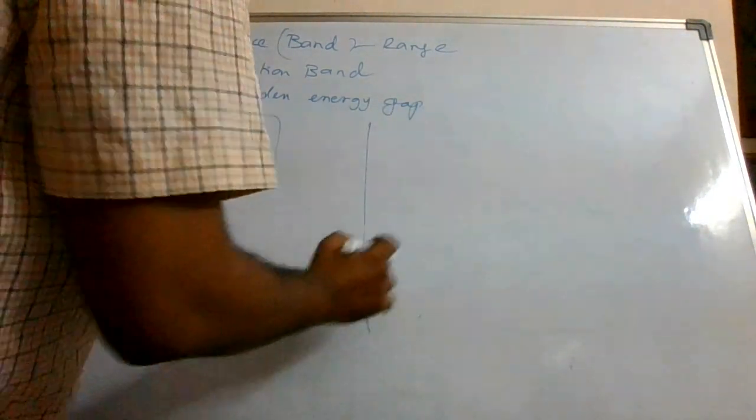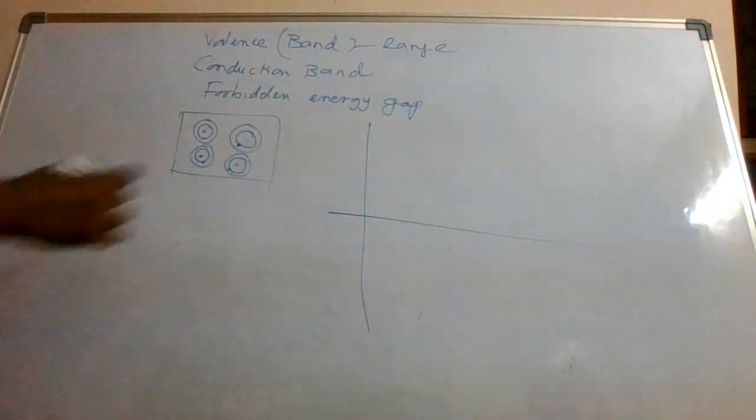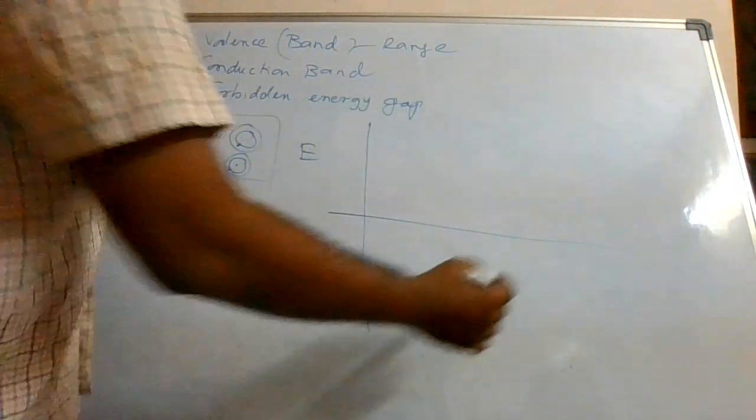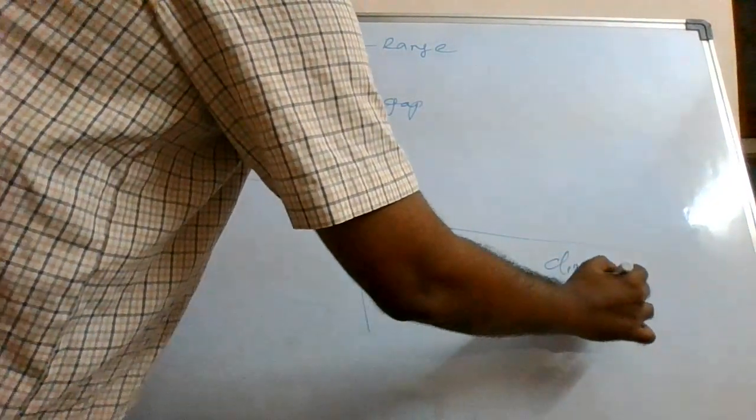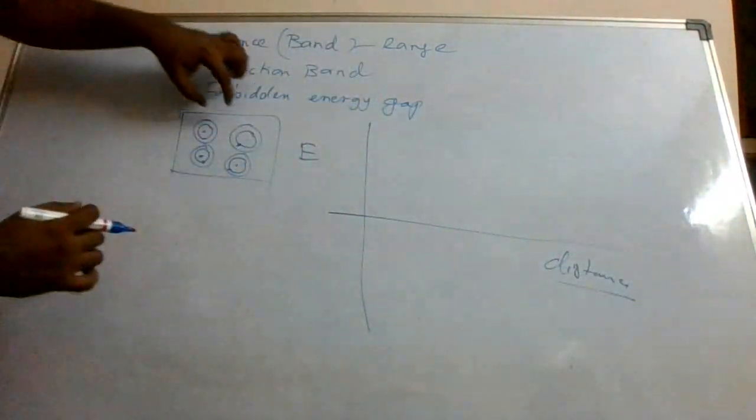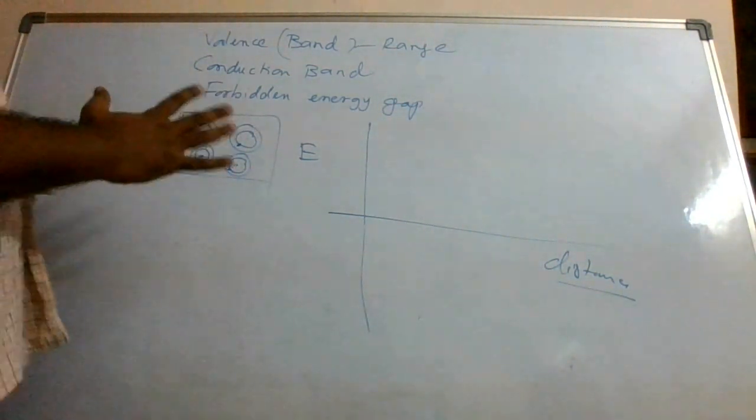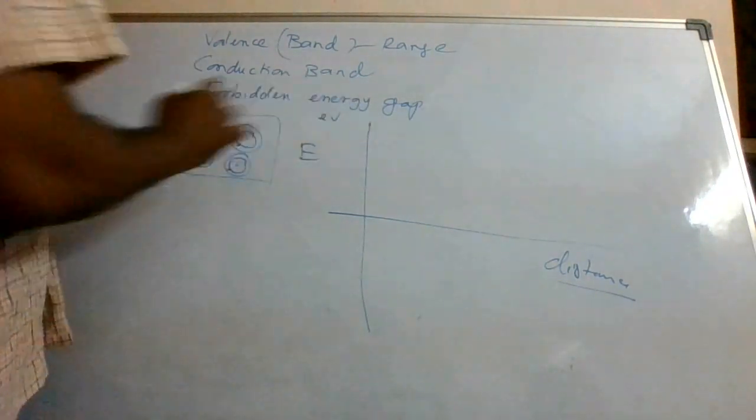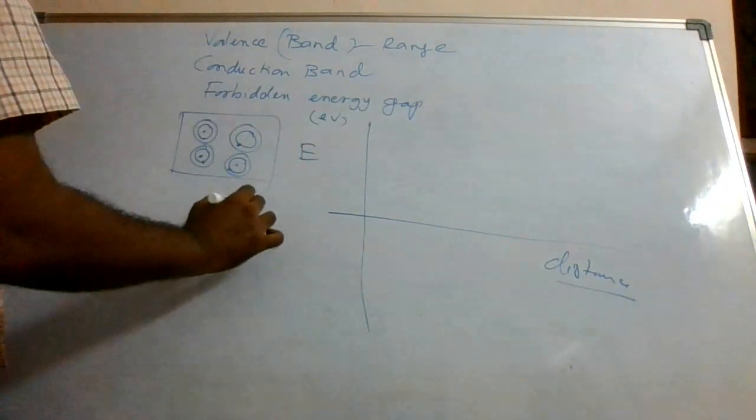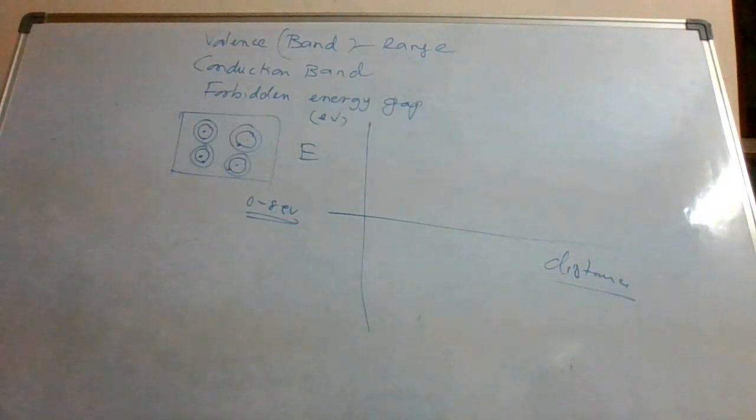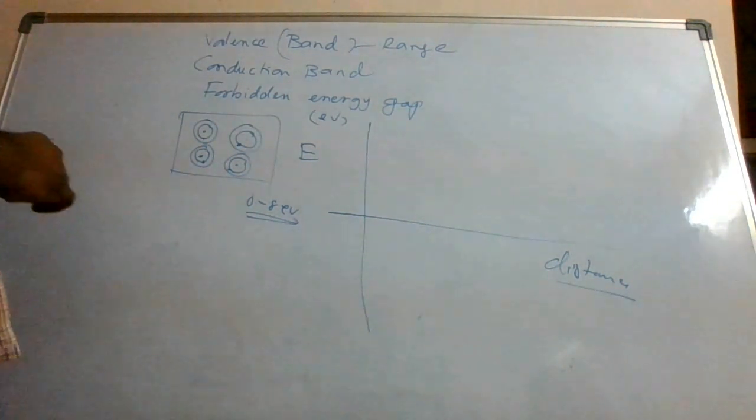You try to plot a graph between energy and the distance between them, or you take a parameter. This interaction will be dependent upon the distance between them. Now this interaction energy will all be in terms of electron volts. Usually the range is 0 to 8 electron volts only. This interaction and all these things are happening now.